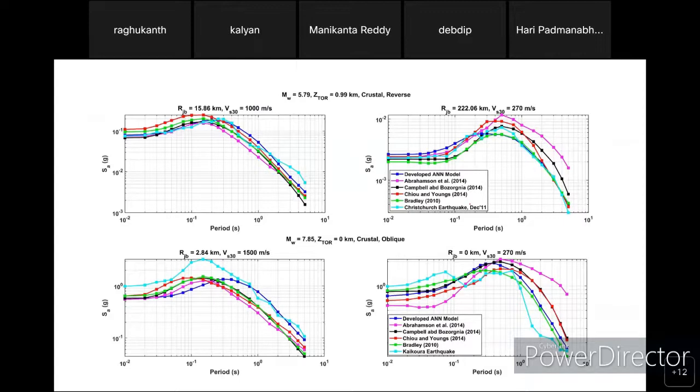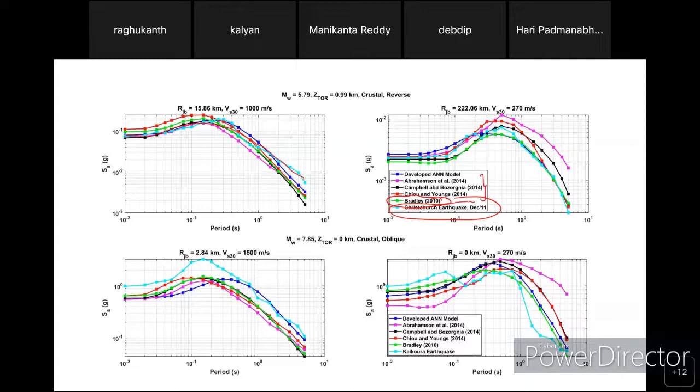So you can see this is the Christchurch earthquake. This line is the data, okay? You can plot our network also. The developed one is in the blue color. It matches very closely to all the international equations like Bradley's equations, which is valid for New Zealand, and some other NGA East equations.